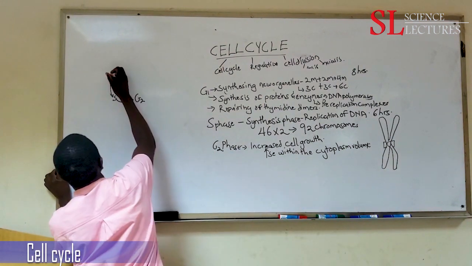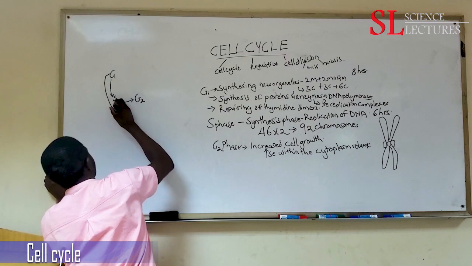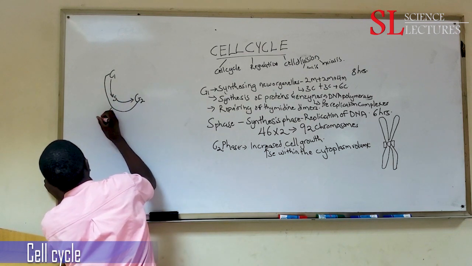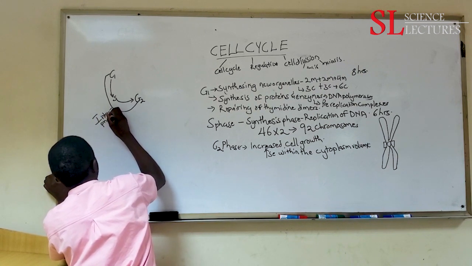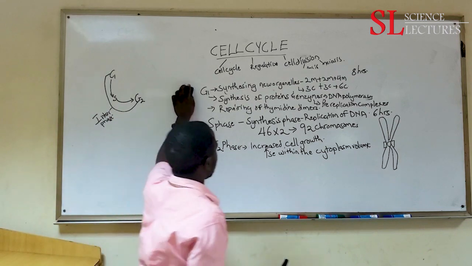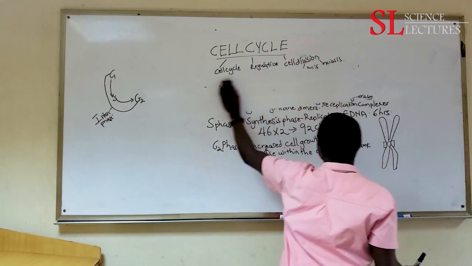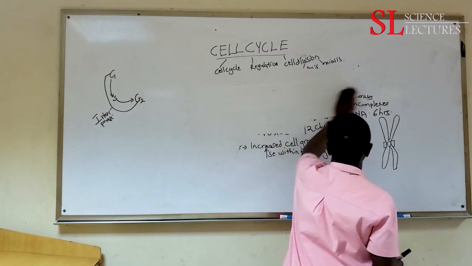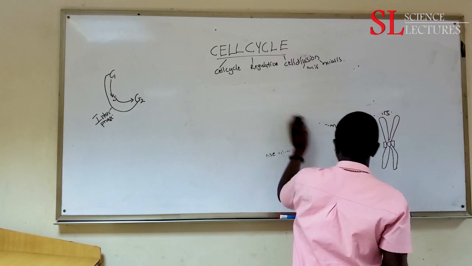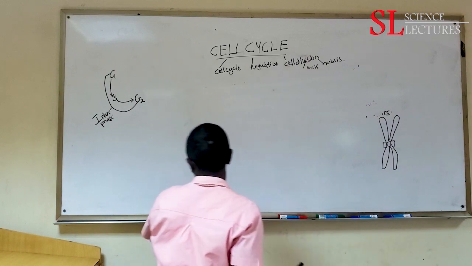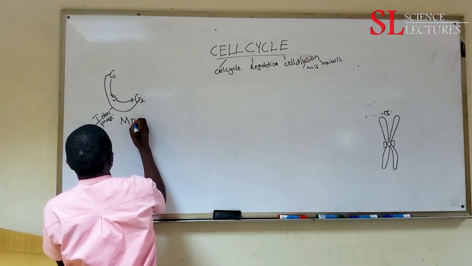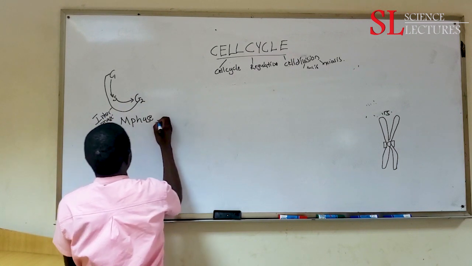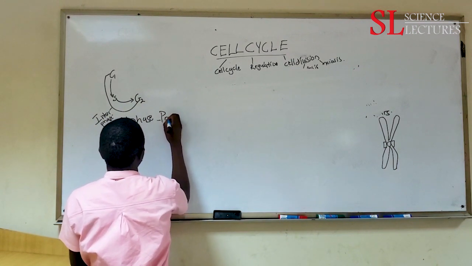And I repeat, the gap 1, the S phase, and the G2 phase are all part of interphase. Then from here, our cell shall proceed to the mitotic phase. Our cell shall proceed to the M phase. And we say the M phase begins with prophase.